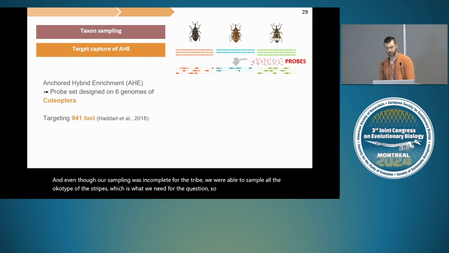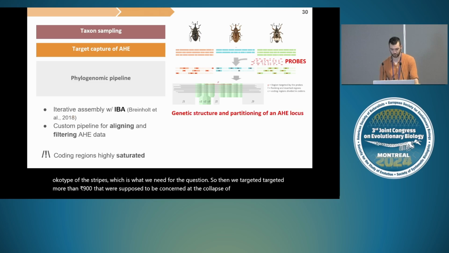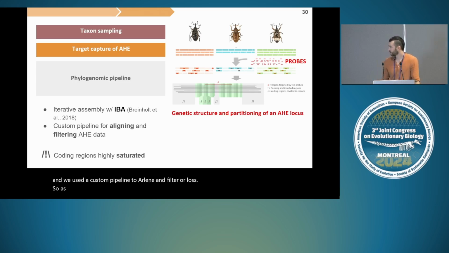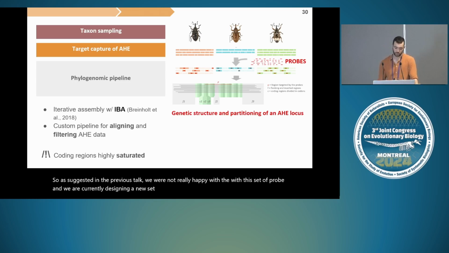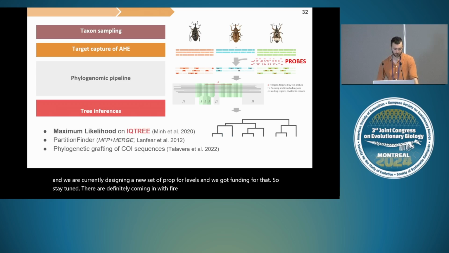Then we targeted more than 900 loci that were designed at the Coleoptera level. After sequencing, each locus was assembled using an iterative assembly approach, and we used a custom pipeline to isolate and filter all loci. As suggested in the previous talk, we were not really happy with this set of probes, and we are currently designing a new set of probes for weevils. We got 2 fundings for that, so stay tuned, there are definitely more coming in the weevil phylogeny field.